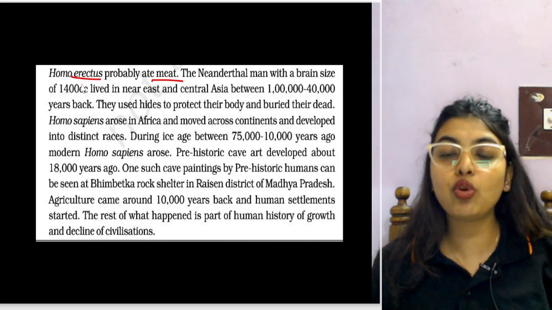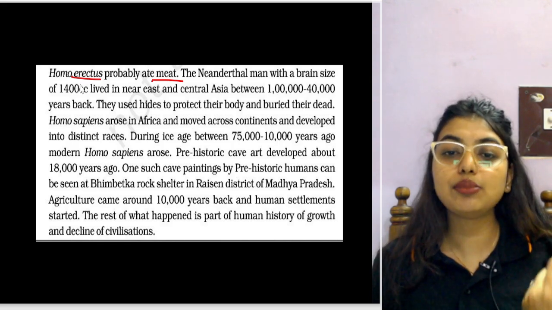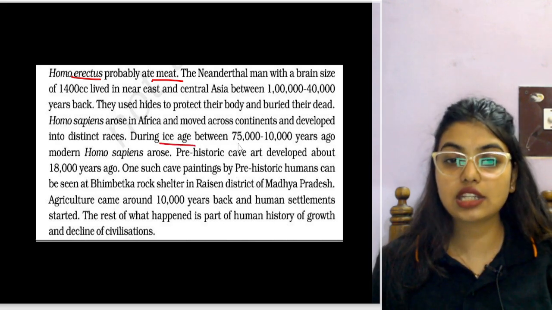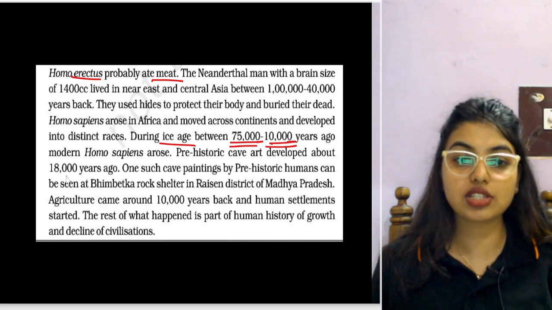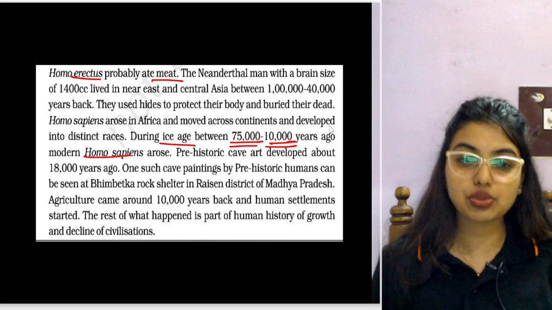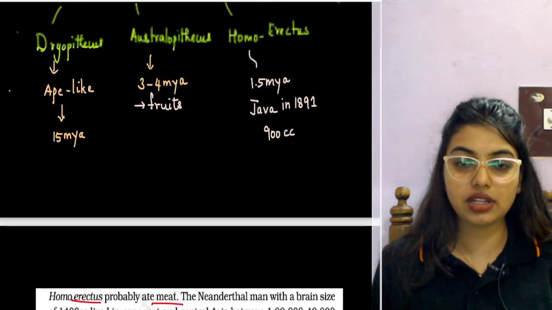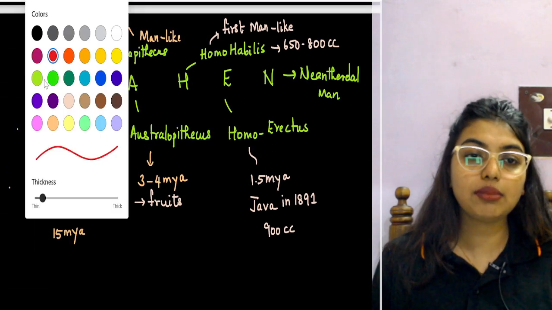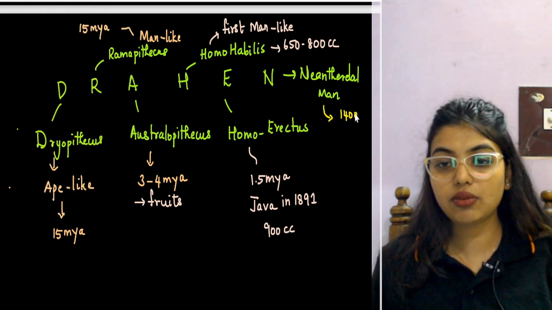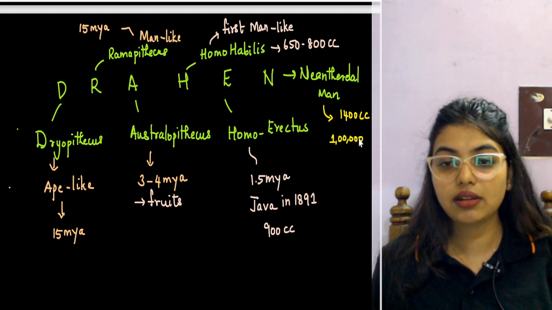Okay, then came Homo sapiens that arose in Africa and moved across the continents and developed into different races. So during the Ice Age, that is between 75,000 to 10,000 years ago, modern Homo sapiens arose. Prehistoric caves and arts were there, which were indicating all of this, which is not very required for you. Here, Neanderthal man, what do you know? These people were covering themselves. Okay, and they had around 1400 cc. They were seen 1 lakh to 40,000 years back.